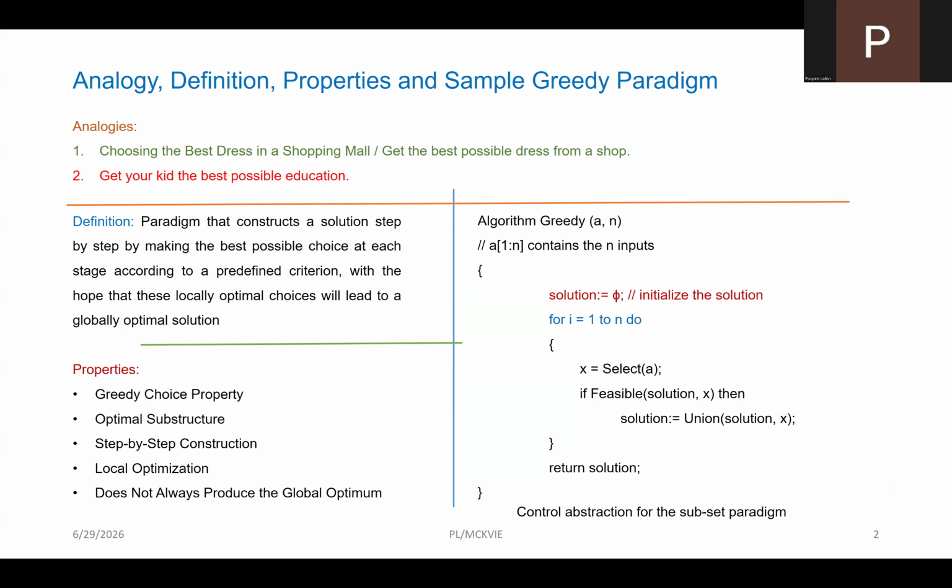The function Union combines the input x with the solution and updates the objective function. So it is basically an update of the solution by combining the selected input, which resulted in a feasible solution, and updating the objective function. Once it is over, you have to return the solution. So this is one of the very basic control abstractions of the subset paradigm that supports greedy.